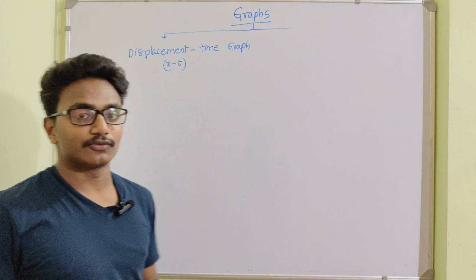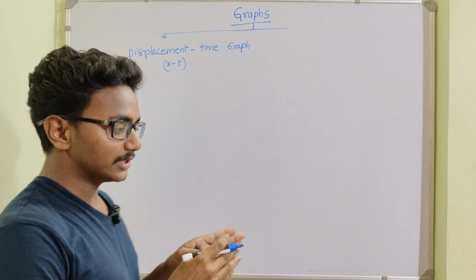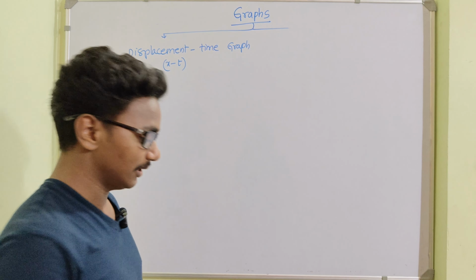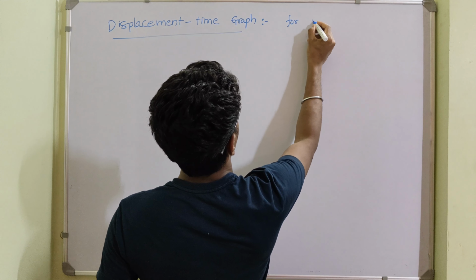The displacement time graph is of two kinds: the displacement time graph for velocity and the displacement time graph for acceleration. Let's start with the displacement time graph for velocity.